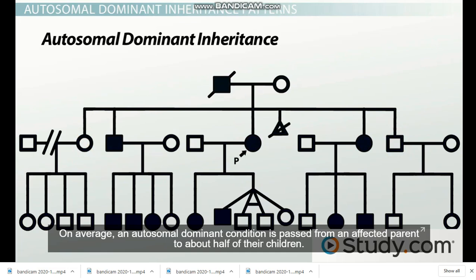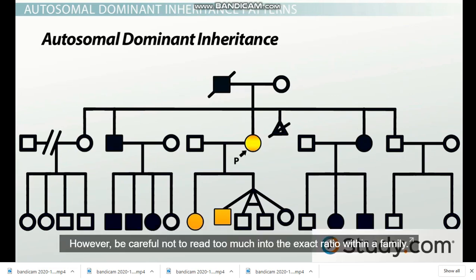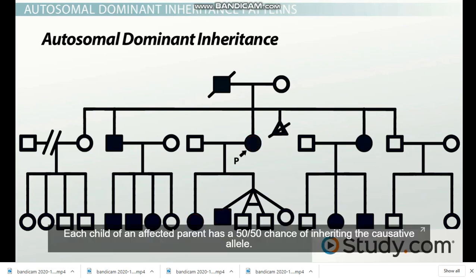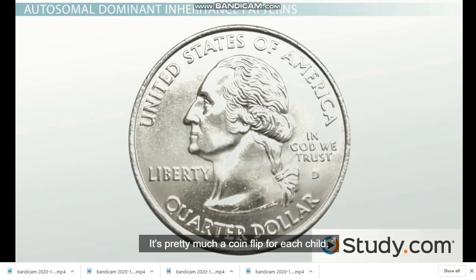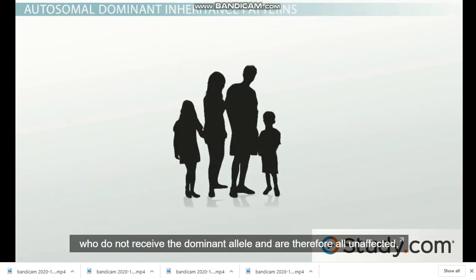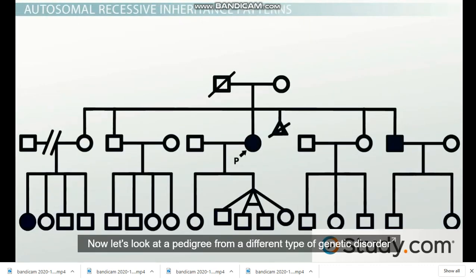On average, an autosomal dominant condition is passed from an affected parent to about half of their children. However, be careful not to read too much into the exact ratio within a family. Each child of an affected parent has a 50-50 chance of inheriting the causative allele. It's pretty much a coin flip for each child. It is entirely possible for a person with an autosomal dominant condition to have several children who do not receive the dominant allele, and are therefore all unaffected, just like it is possible to flip a coin 5 times and get heads every time.